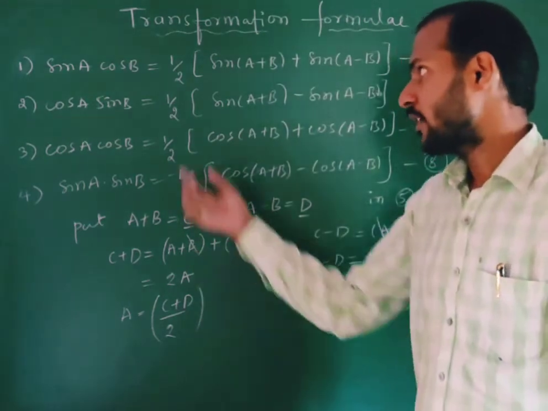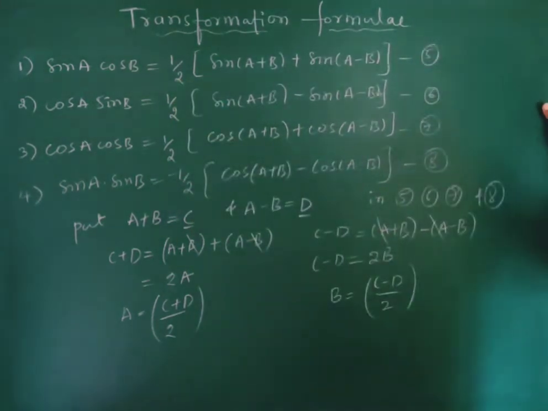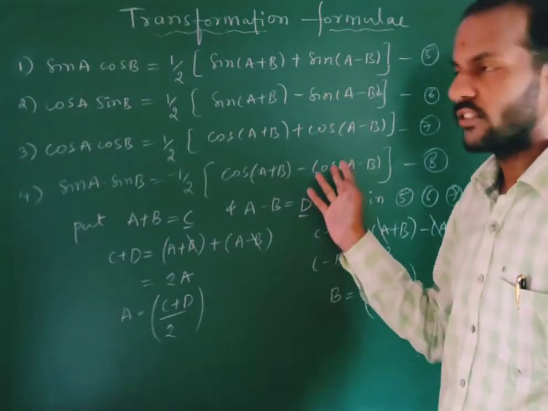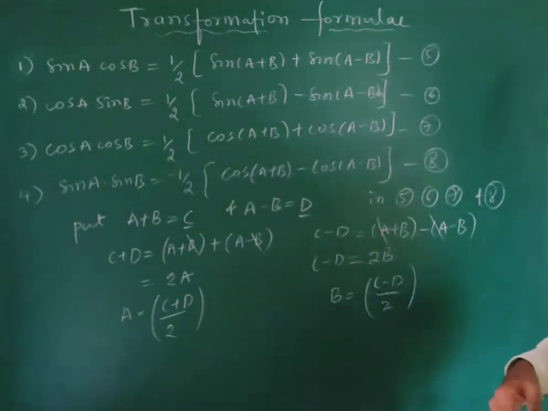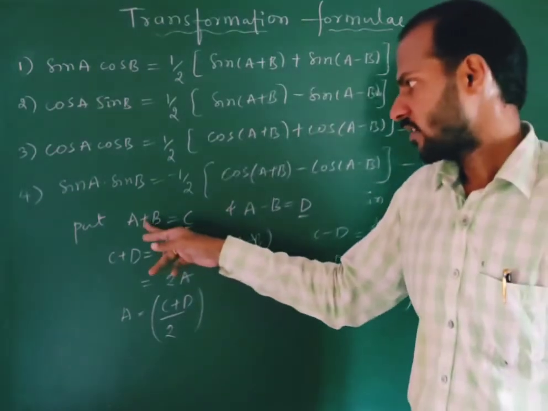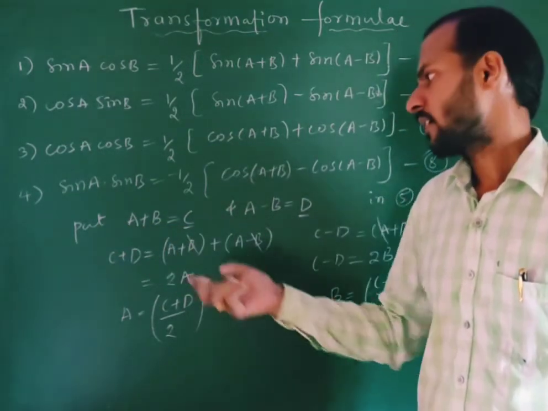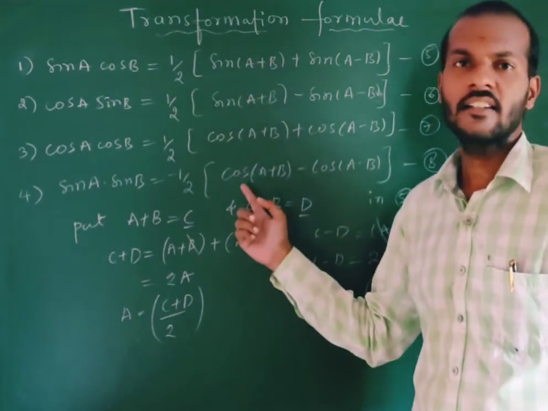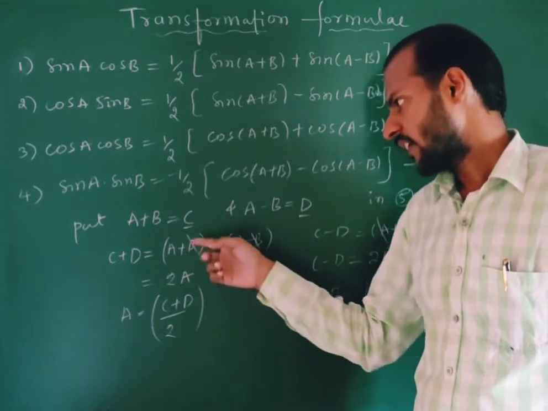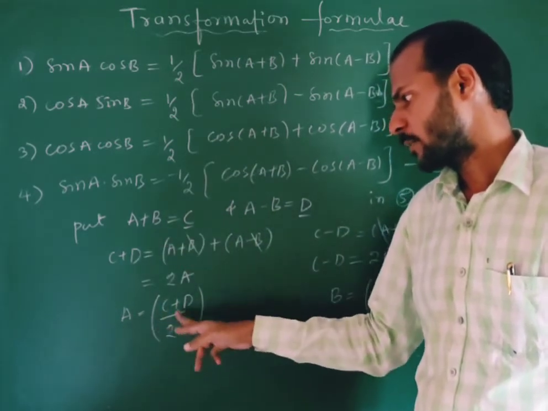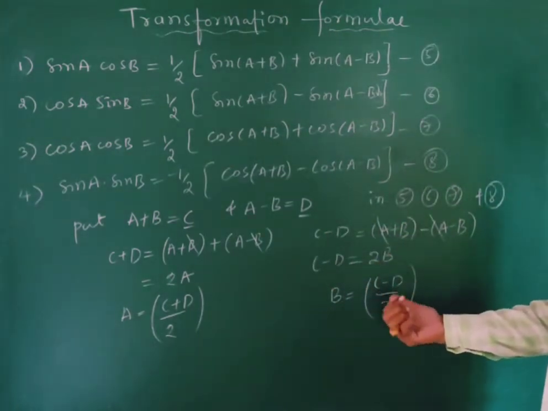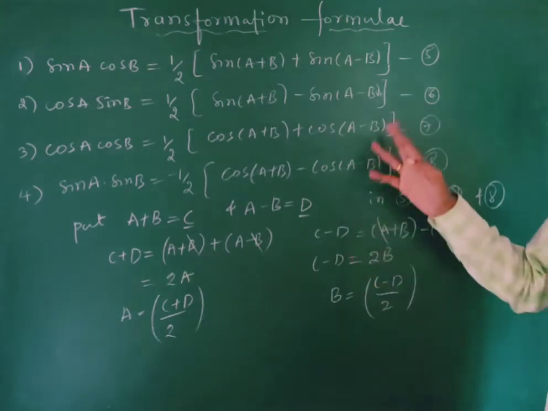Now, substitute the a and b values in the above equations. What do we get? Again, we get the sum or difference of two functions into a product of two functions, right? Here we are just putting a plus b equals c and a minus b equals d in equations 5, 6, 7 and 8. After simplifying, adding gives a equals c plus d by 2, and subtracting gives b equals c minus d by 2, right? Now just substitute the values.